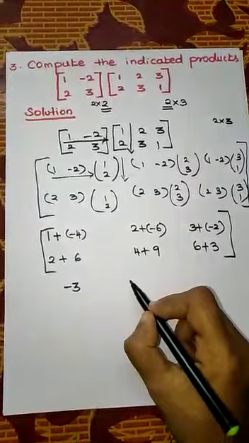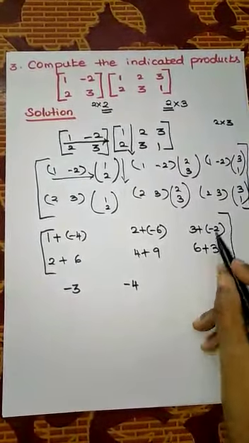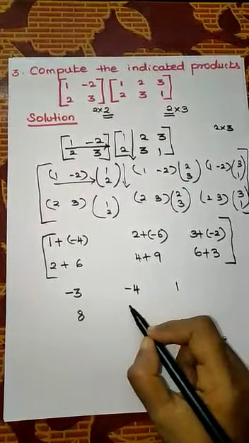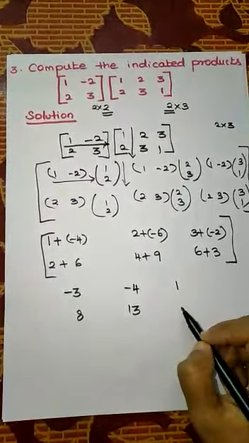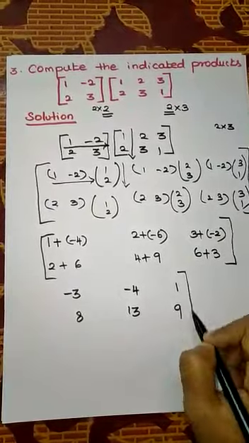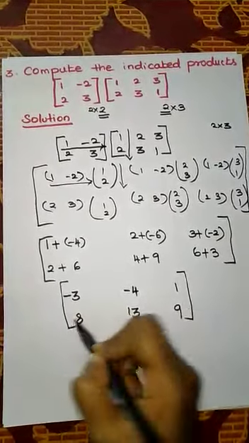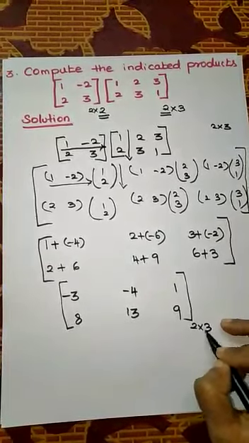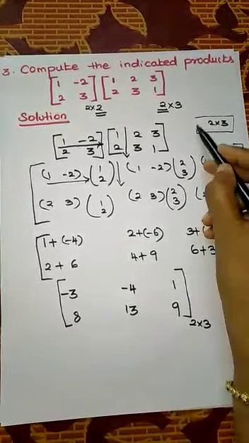2 minus 6. What is the answer? Minus 4. 3 minus 2, 1. 2 plus 6, 8. 4 plus 9, 13. 6 plus 3, 9. This is the answer. What is the order of the matrix? Here, 2 rows, 3 columns. The order of the matrix is 2 cross 3. This is our answer. Okay.